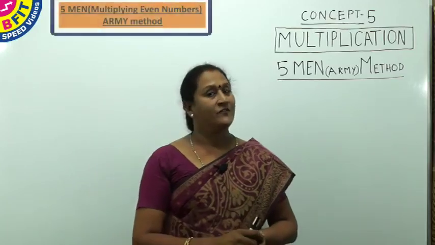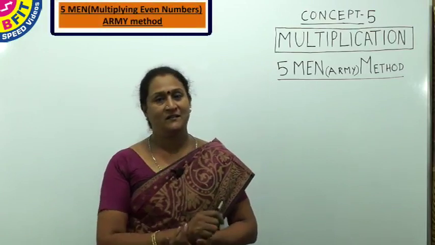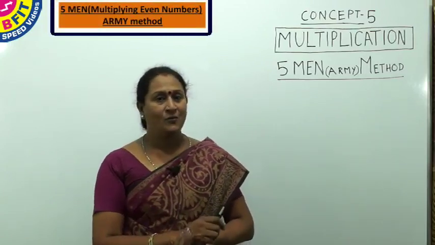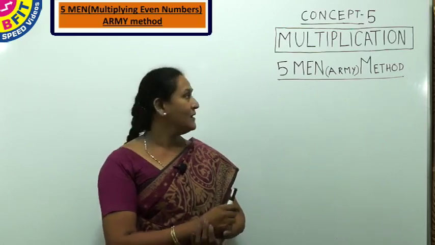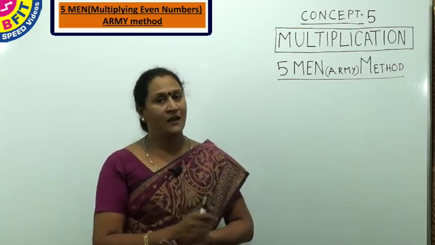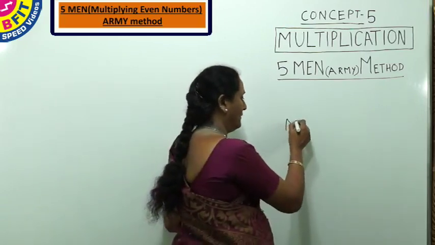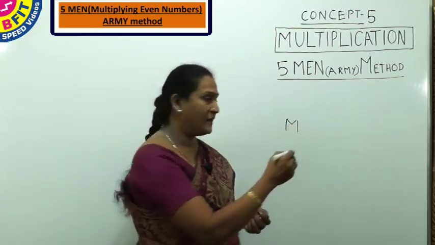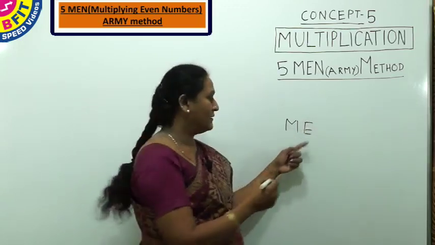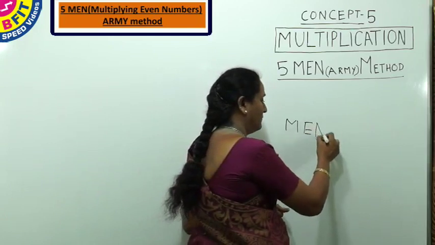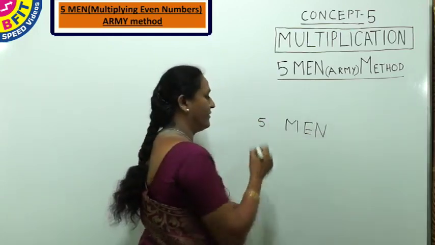So friends, we'll see the next example, the 5-man army method. You'll be wondering what this 5 men has to do with our working. Here, MEN represents multiplying an even number with a number which ends with 5.